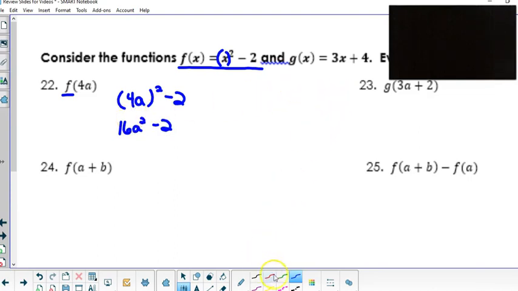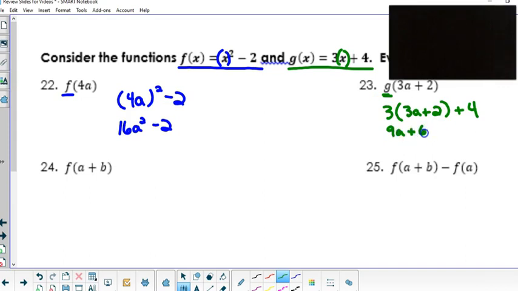For our next problem, number 23, this is g of 3a plus 2. So we're going to plug into the g function, not the f function, but the g function. The g function is 3x plus 4. But we're going to replace x with this expression. So we will write that g of 3a plus 2 is 3 times, but instead of x, we're going to replace it, plus 4. We're replacing the x with 3a plus 2. We distribute. We get 9a plus 6 plus this 4 right here. And when we combine our like terms, we get 9a plus 10.